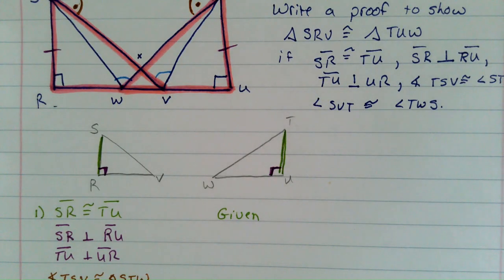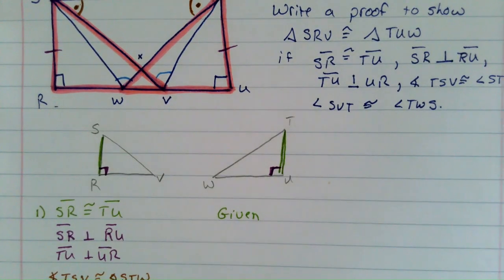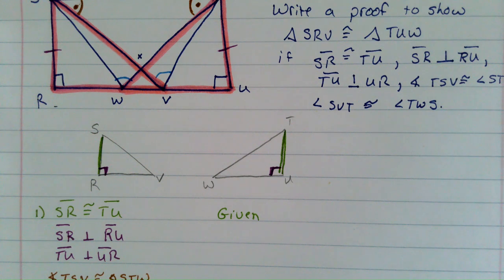I have a right triangle and I have a leg. Well, in right triangles, if I have a leg, if I could get the hypotenuse, then that would be awesome. The hypotenuse is SV. Check. Or TW. If I could somehow get the hypotenuses to be congruent, then I'd be okay. So what's going on here?